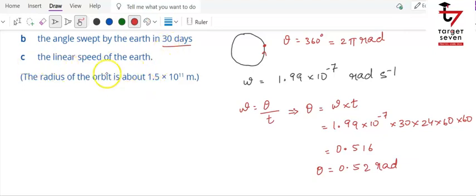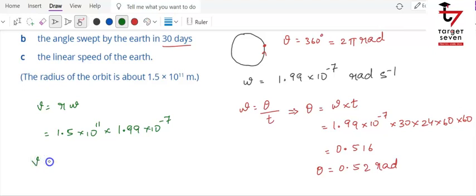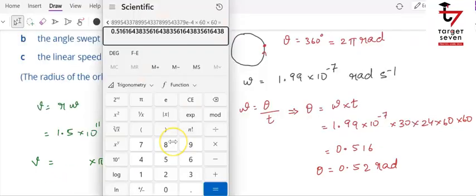Now, what about the linear speed of the Earth? To calculate the linear speed of the Earth, we have the formula V is equal to R times omega. The radius has already been provided to us. It is 1.5 into 10 to the power 11 into the angular speed. It is 1.99 into 10 to the power negative 7. We would therefore have the linear speed as 10 to the power 4. Let's multiply 1.5 and 1.99. 1.5 into 1.99 would end up with 2.985.